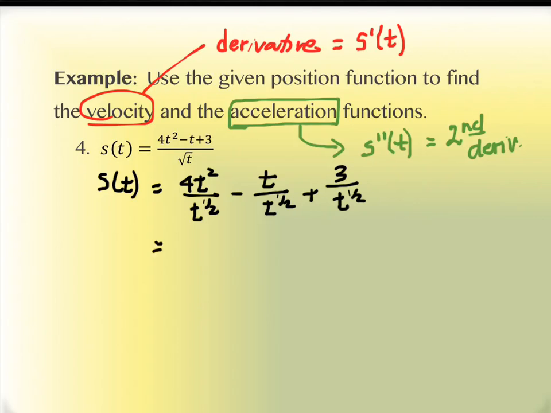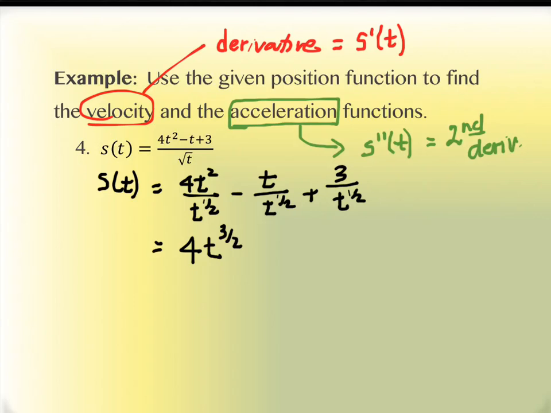So take a look then at the first piece. Can I rewrite this in a simpler way? What do I get when I have 4t squared over t to the 1/2? 4t to the what? No, it's 3/2. We subtract the exponents. The exponent on top is a 2. The exponent on bottom is a 1/2. So 2 minus 1/2 is 1.5, or 3/2.